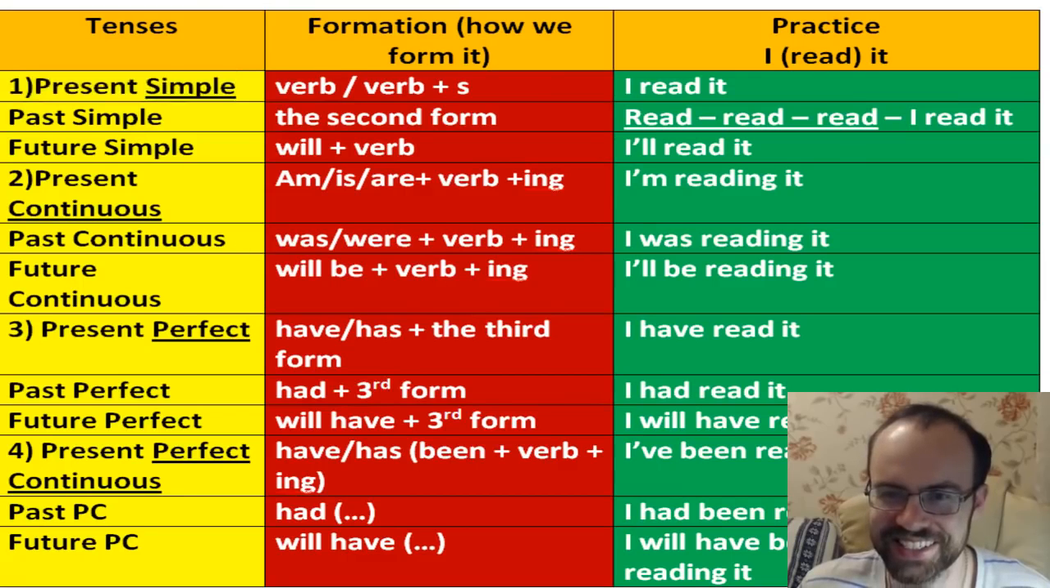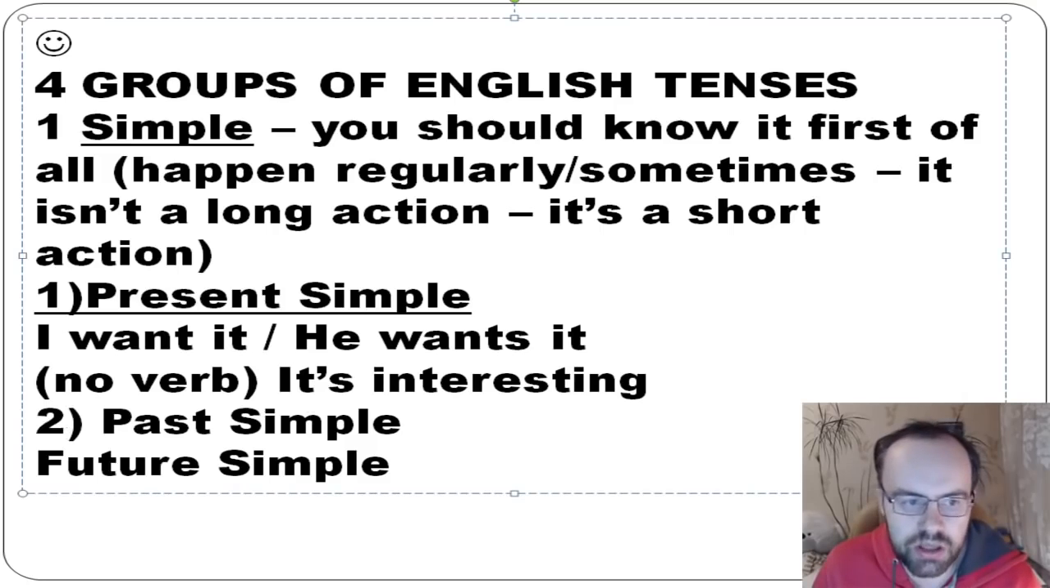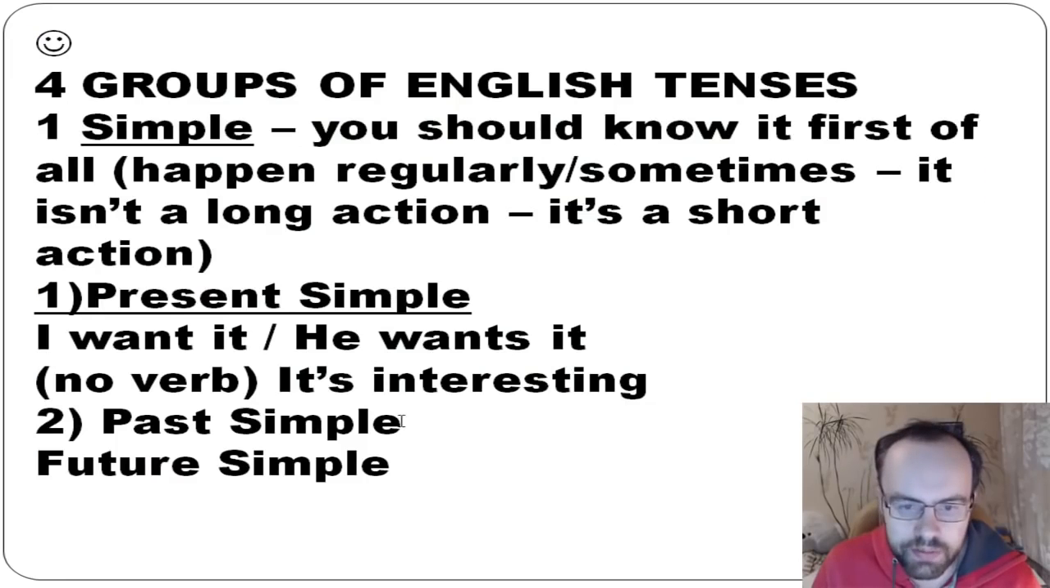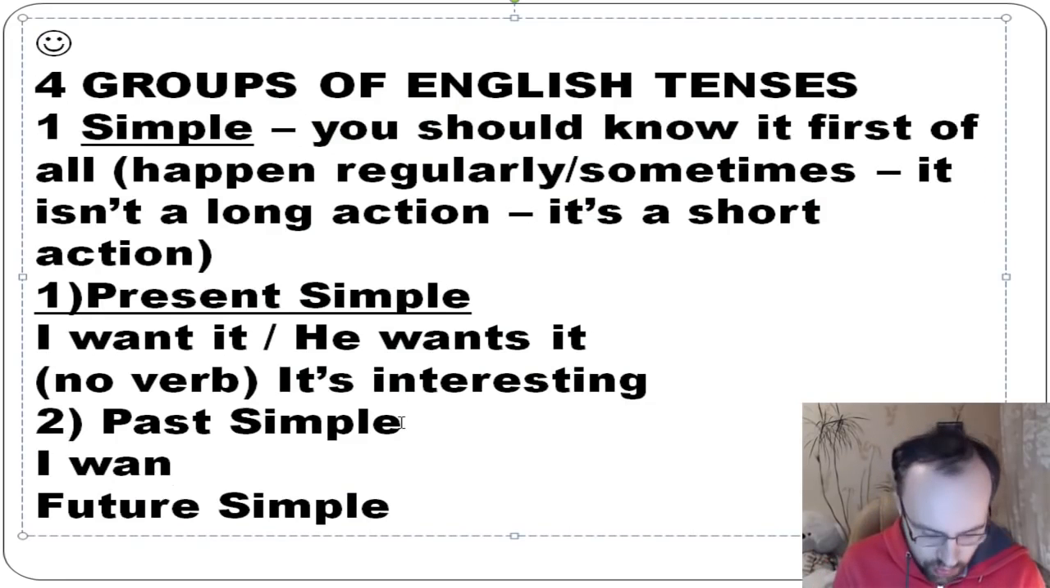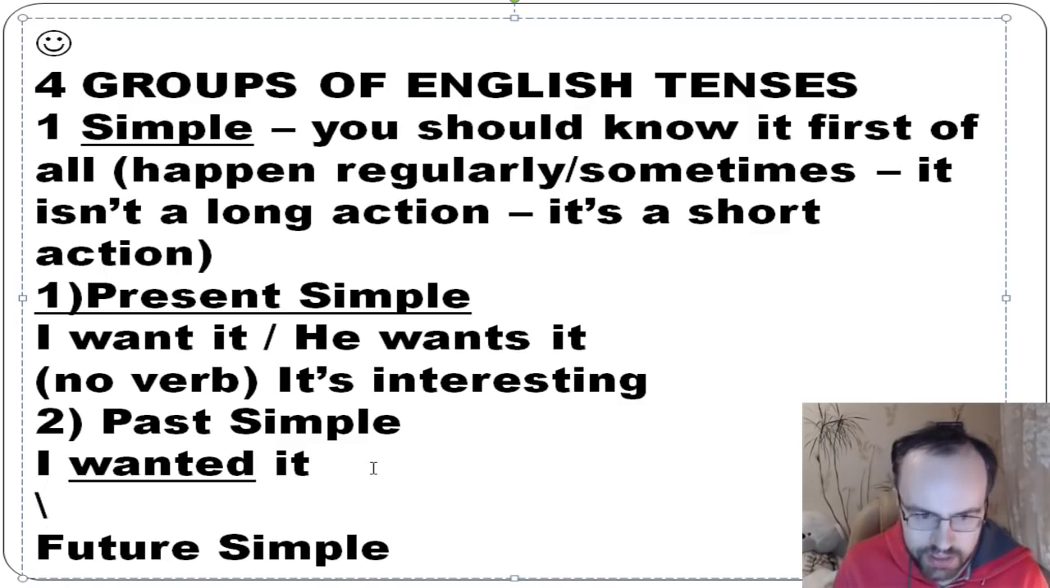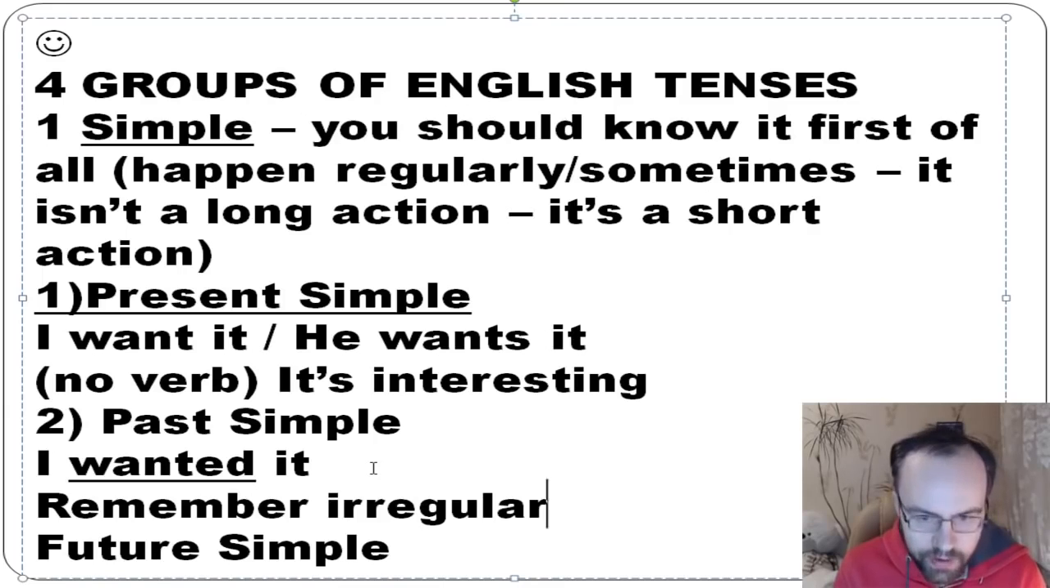Okay, so the second tense is past simple, so it's a short action in the past. You need to know the second form. For example, I wanted it. It's the second form, and this verb is regular. So you need to understand whether a verb is regular or irregular, and you need to memorize. Please remember irregular verbs.